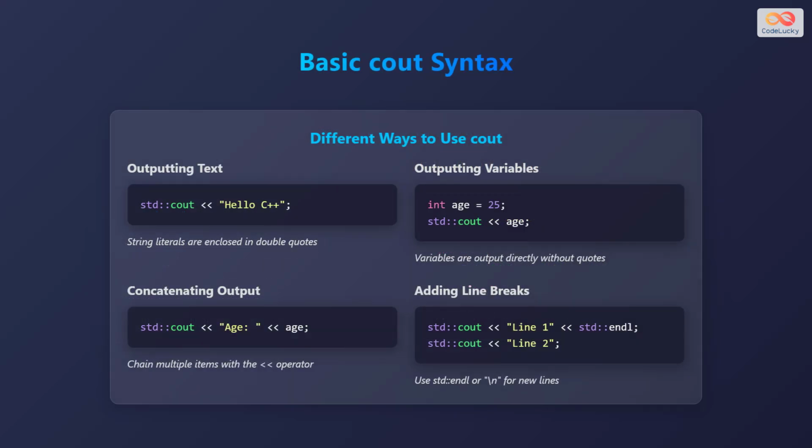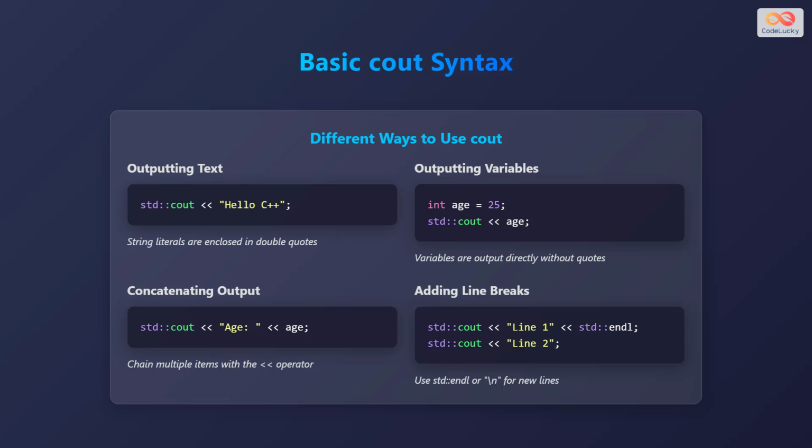Let's discuss the basic syntax of cout and look at different ways we can use it. We can output text by using std::cout, followed by the insertion operator and the text in double quotes. For example, std::cout << "Hello C++". String literals are enclosed in double quotes. We can also output variables directly without quotes. If we have an integer variable age with a value of 25, we can output it using std::cout << age.